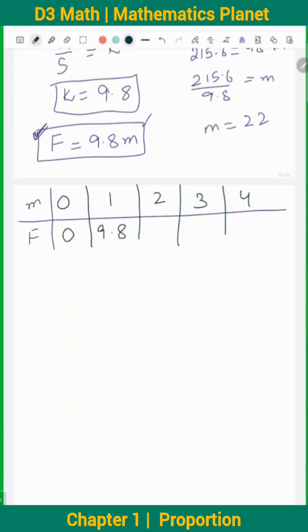Okay, what will be F if m is equal to 2? 19.6. When m is equal to 3? 29.4. Yes. Okay. When m is equal to 4? 39.2. Okay. So now let's make a graph.